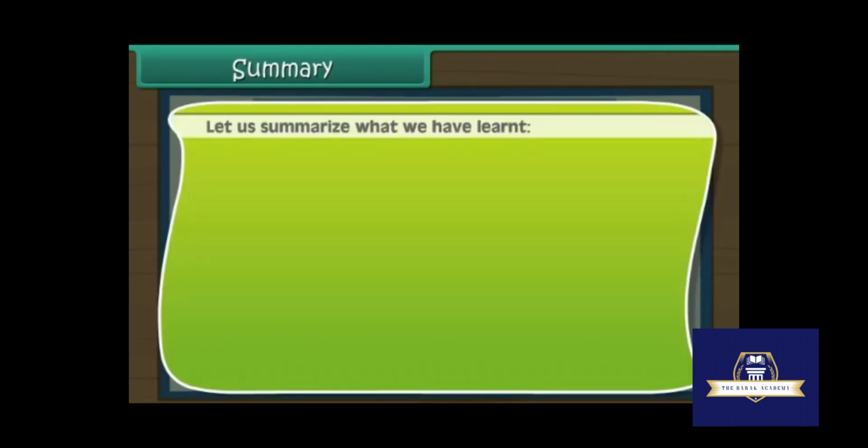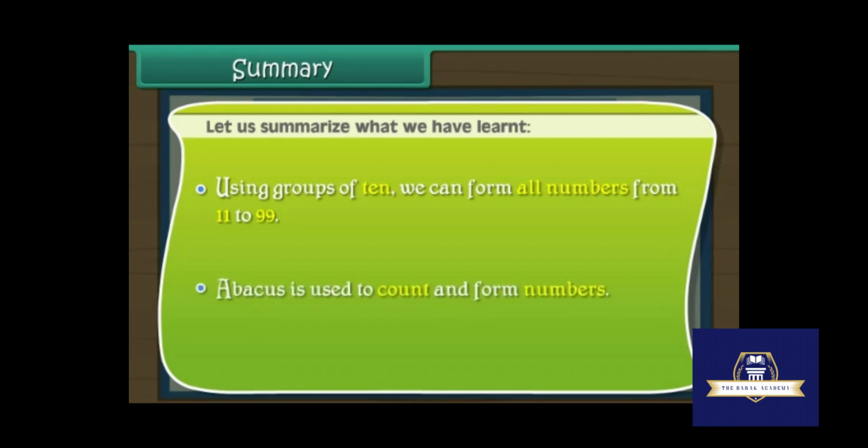Summary. Let us summarize what we have learned. Using groups of 10, we can form all numbers from 11 to 99. Abacus is used to count and form numbers.